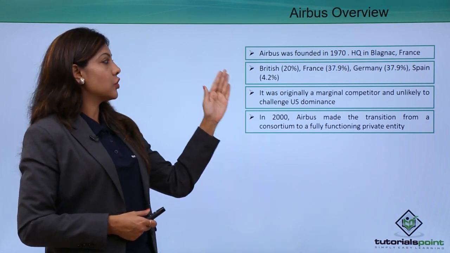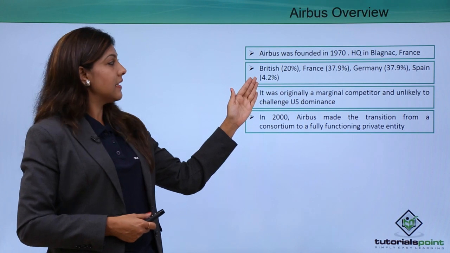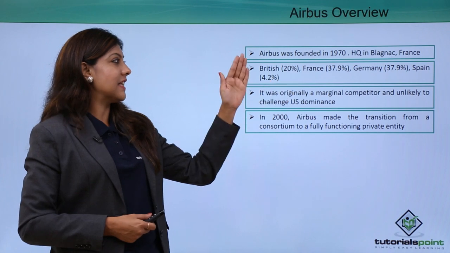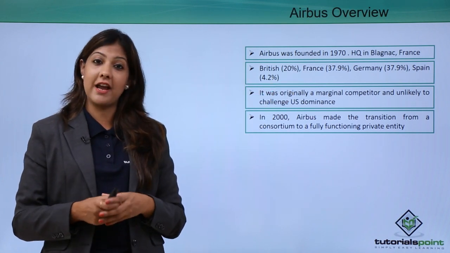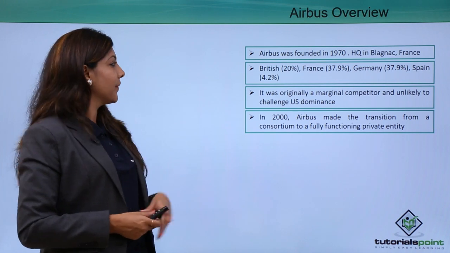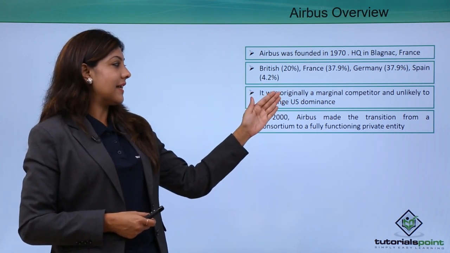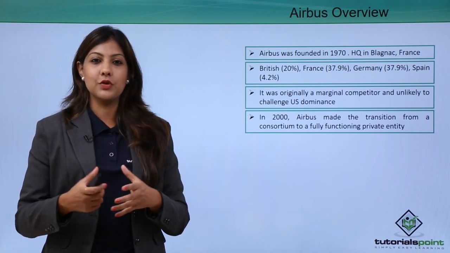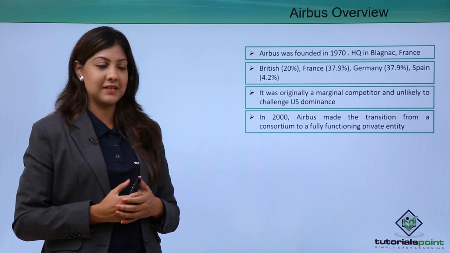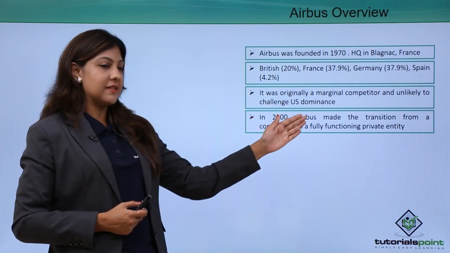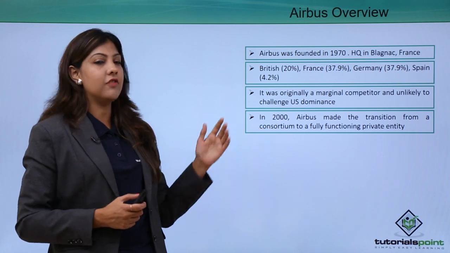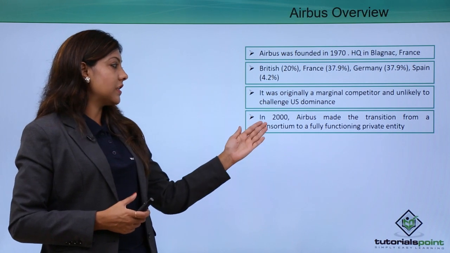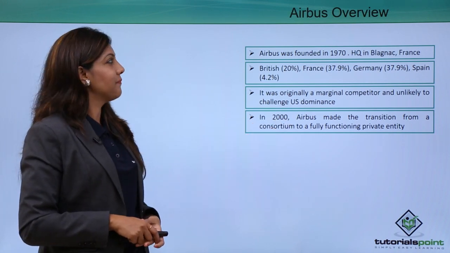Now the British have about 20% of the Airbus share, France has 37.9%, Germany has 37.9% and Spain has only 4.2%. It was originally a marginal competitor and unlikely to really challenge US dominance. So when Airbus started, it was not really doing that well and it really did not have any competition as such. In 2000, Airbus made a transition from a consortium to a fully functional private entity.